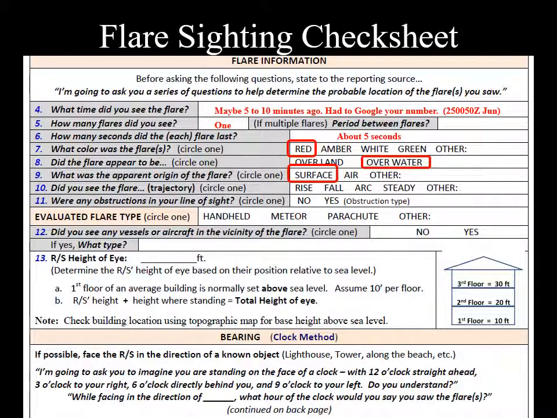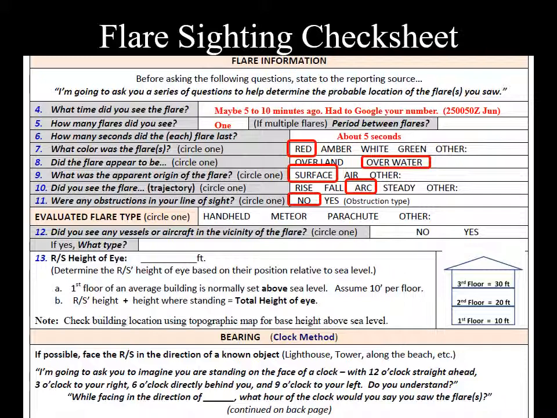Next, we want to know, how did the flare appear to move? Did it just go up? Did it appear in the air and fall? Or did it rise and fall in an arc? Or was it steady, not really moving at all? We want to know if the reporting source had a clear line of sight in the direction of the source of the flare. Or were there any buildings, trees, islands, or sand dunes that obstructed their view?